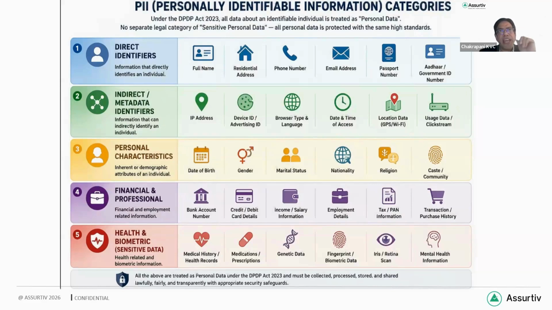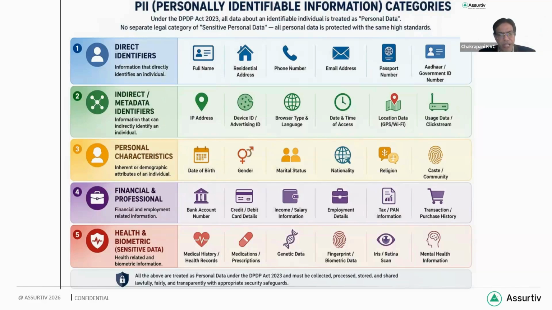And the third one is personal characteristics. These are inherent demographic attributes of an individual, such as date of birth, gender, marital status, nationality, religion, caste or community. And the fourth one, financial and professional details.